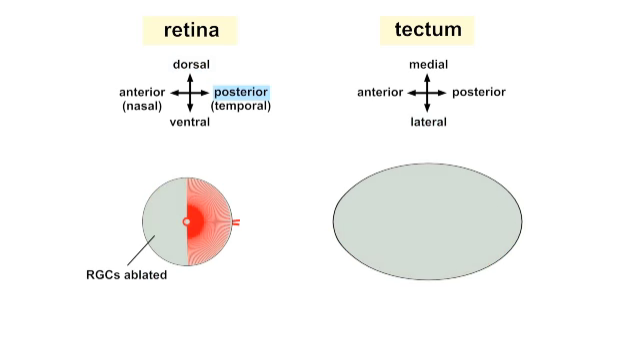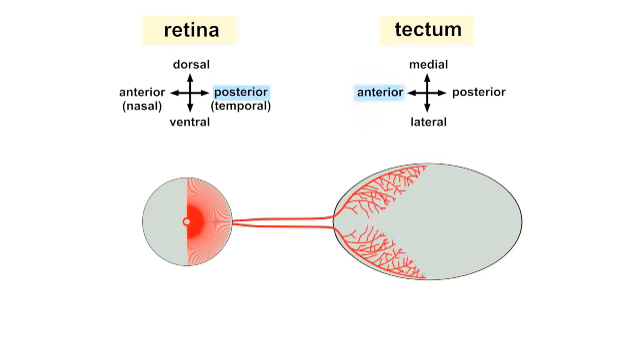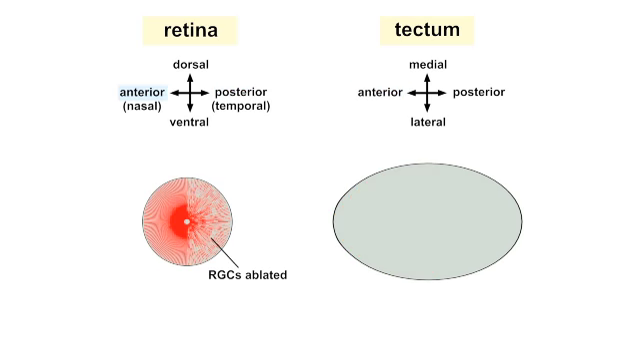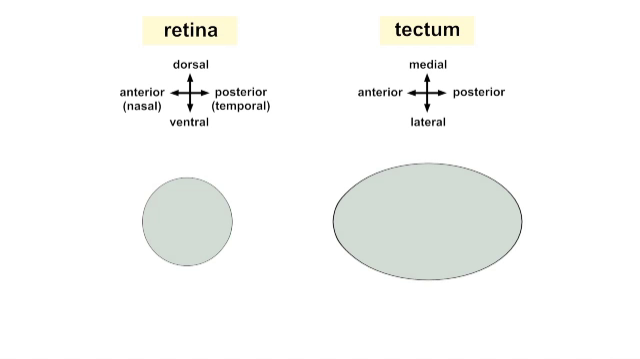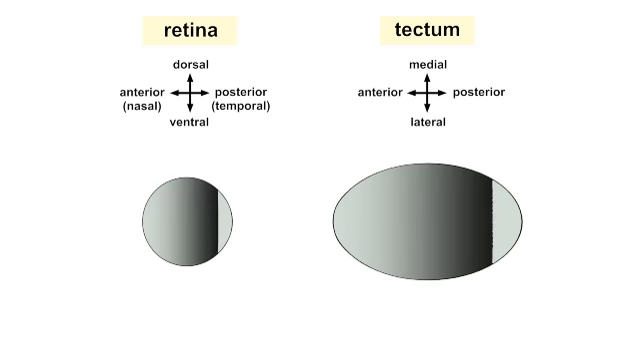Likewise, posterior RGCs innervate the anterior tectum, whereas anterior RGCs innervate the posterior tectum. This experiment demonstrates that there is a point-to-point connection between the retina and the tectum, and it is through these ordered connections that a two-dimensional image in the retina can be reconstructed in the tectum. It is believed that during development, these point-to-point connections are directed by molecular gradients.